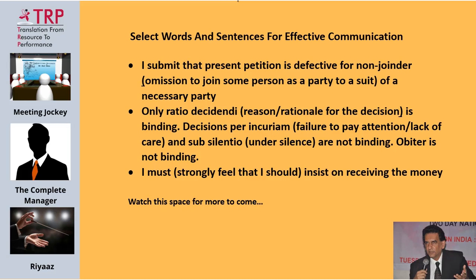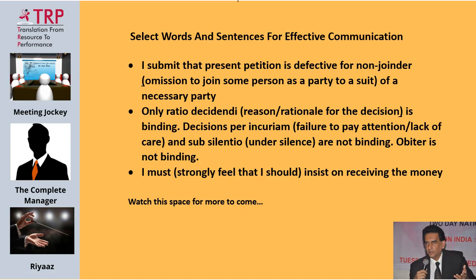Per incuriam, is also of Latin origin, is characterized by lack of due regard to the law or the facts. Sub silentio, also of Latin origin, refers to under silence, denoting what is not expressly stated but is implied. Obiter, here in terms of pronunciation, R is silent, here refers to something said in passing.